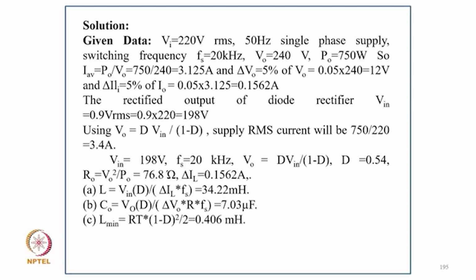So the rectified input voltage average is 0.9 VRMS, that's around 198, using VO equal to D upon VIN. RMS current will be 750 by 223.4. So VIN is 198, FS is 20 kHz, VO equal to D VIN upon 1 minus D. So D comes 0.54, and R equal to V squared upon P, that comes 76.8, and delta IL is 0.1562.